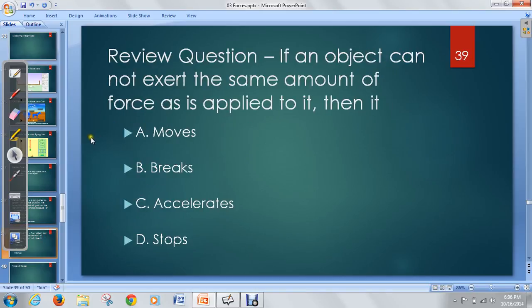All right, then we did this review question. If an object cannot exert the same amount of force as is applied to it, then it A, moves, B, brakes, C, accelerates, or D, stops. Okay, think about that for a second.